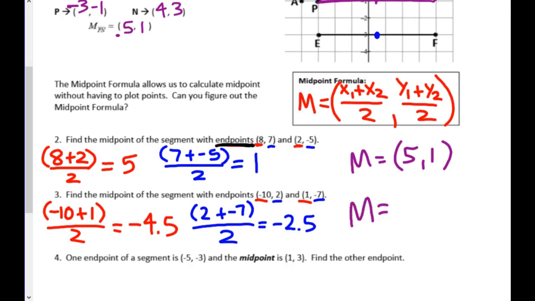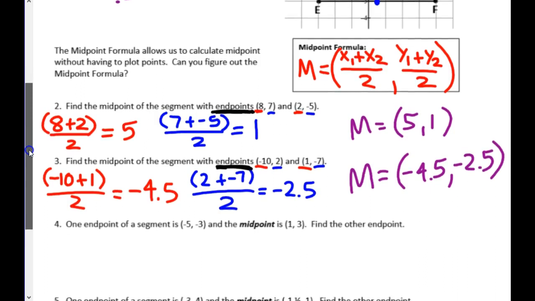The midpoint equals negative 4.5, comma, negative 2.5. Okay? So any questions on finding midpoint with 2 endpoints? Okay. Now, again, I want to stress, these are given 2 endpoints, numbers 2 and 3, right?